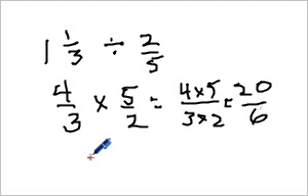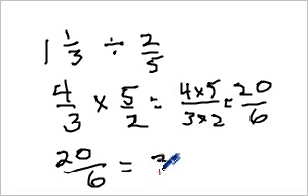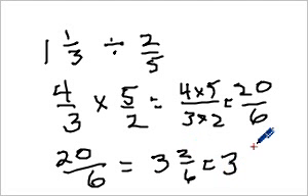And we would get 20/6. I could then take that improper fraction and change it to a mixed number. I know that there's 3 6s in 20. That would be 18 and 2/6. I'm still not in simplest form because I know there's a number that can go into both 2 and 6, and that's 2. And so my final answer would be 3 and 1/3.